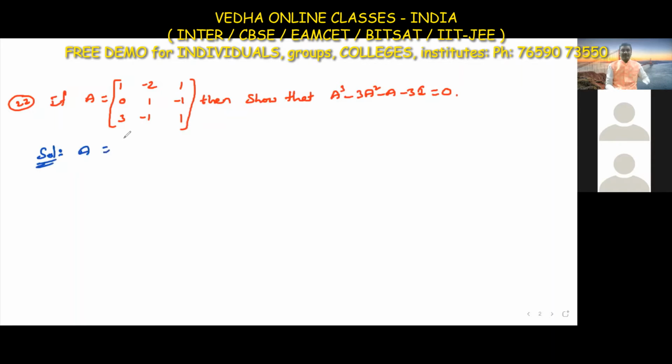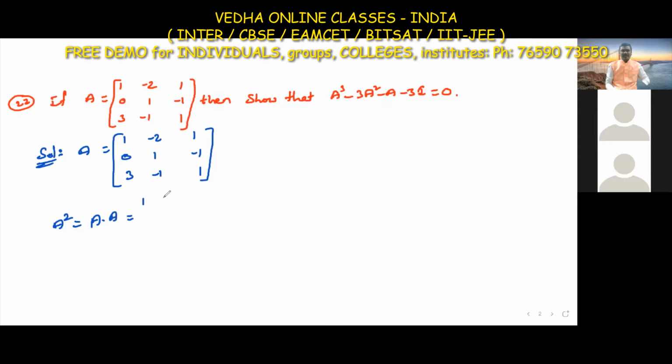So you write the given matrix, that is 1, -2, 1; 0, 1, -1; and 3, -1, 1. Here we have the identity matrix, and we know the A matrix, but we don't know the A square matrix and A cube matrix. Find A square and A cube. I am finding A square first. How do we get the A square value? A square is nothing but A into A.